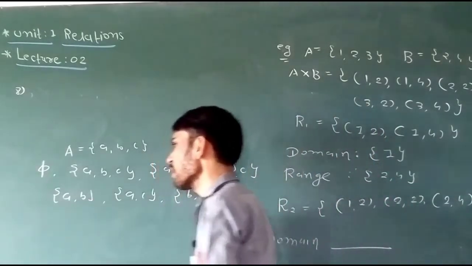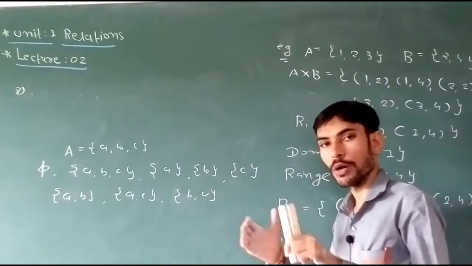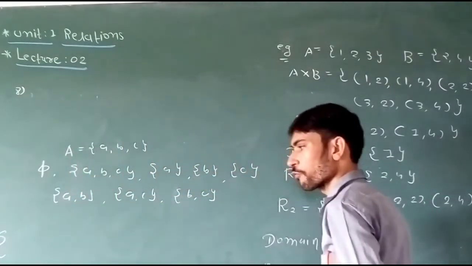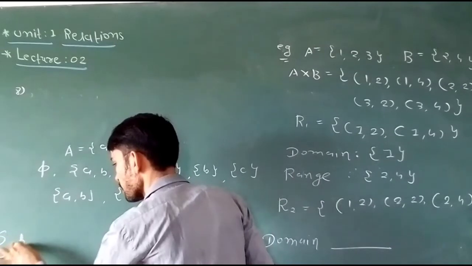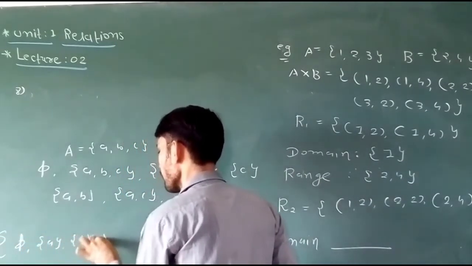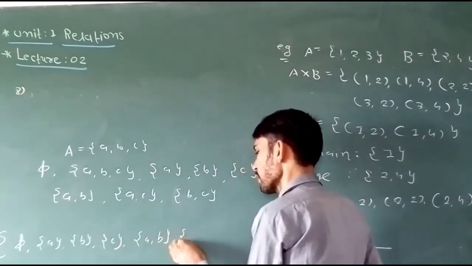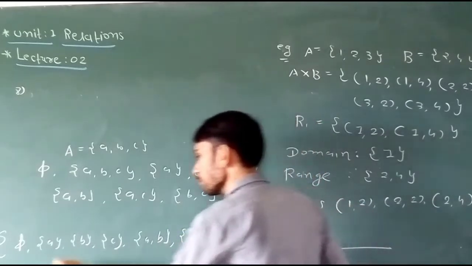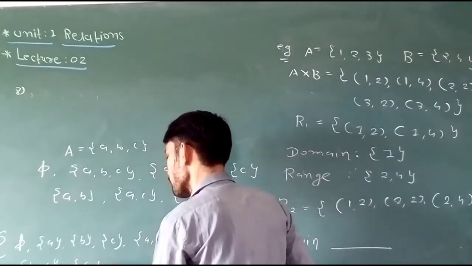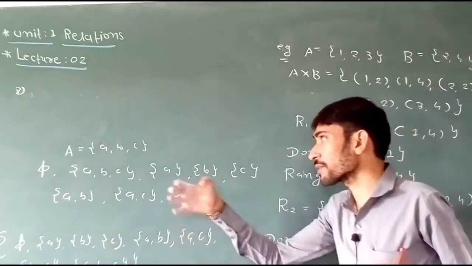Now we write all these subsets of set A in the form of a set. First we write the empty set, next we write the singleton A, next the set B, next the set C. Now we write the set AB, set AC, set BC and set ABC. So this is the collection of all subsets of set A.